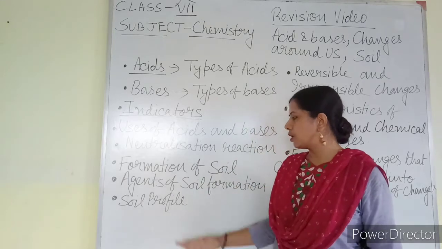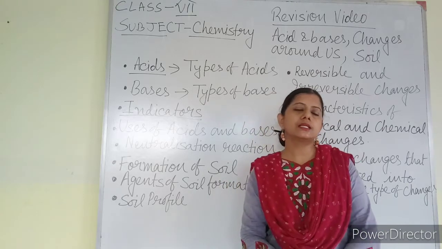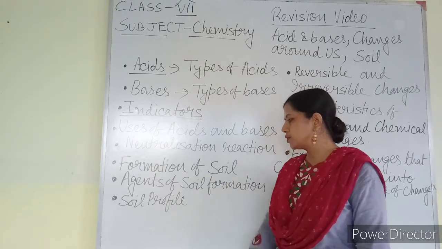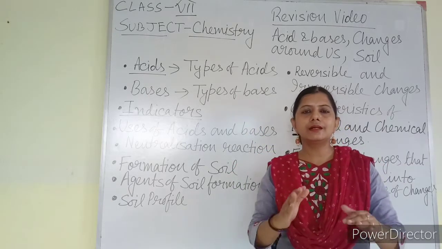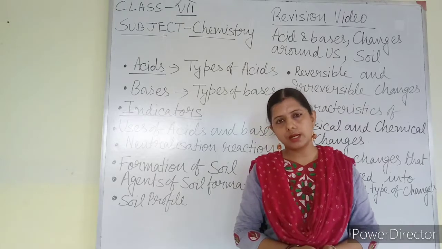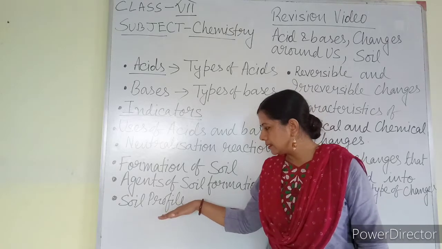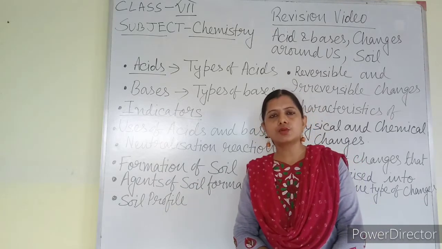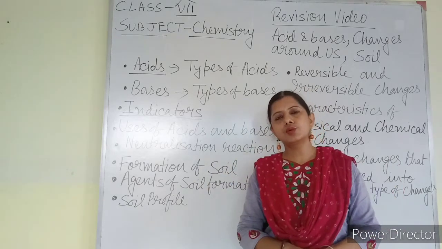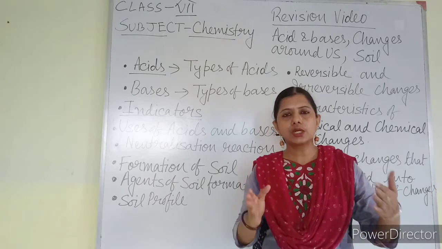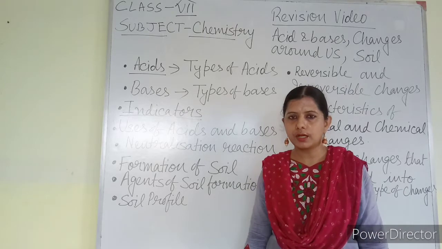In the formation of soil, what are the agents which help in the formation of soil? How do the agents help in the formation of soil? That you have to learn. And next is soil profile. What is soil profile? The layered structure of soil is known as soil profile. Soil is present in the form of layers. Each layer of the soil profile is known as a horizon. About those horizons also you have to learn.